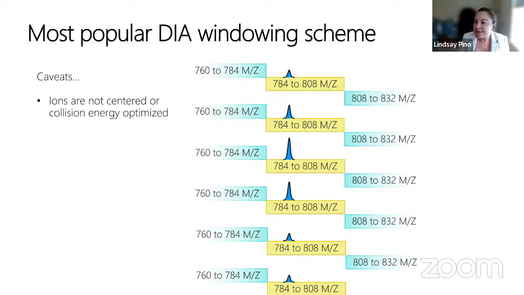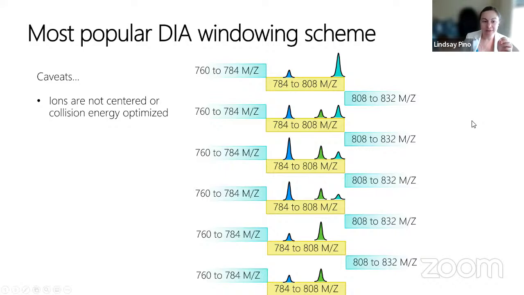But we do have caveats when we're doing these DIA style experiments. The first is more for the mass spectrometry crowd. If you're coming more from a biology background, this is a little in the weeds for you, and you don't have to understand the details. But for the mass spectrometrists, the ions aren't necessarily going to be centered, and your collision energy is not going to be optimized for each individual peptide. So for DIA, you have a fixed collision energy across your entire experiment.